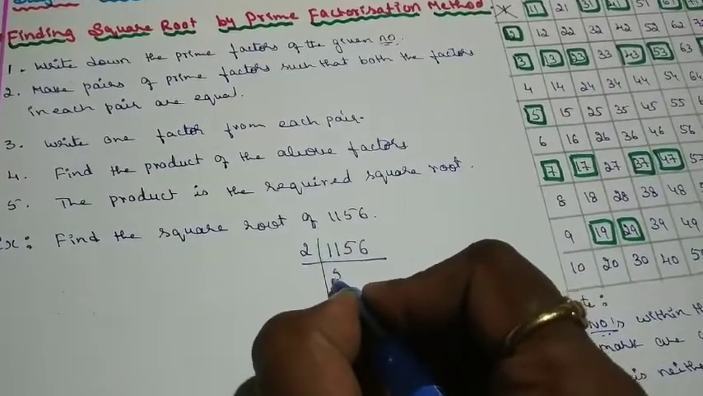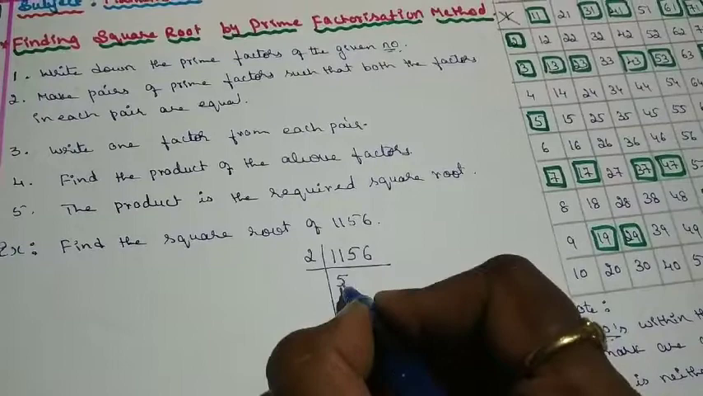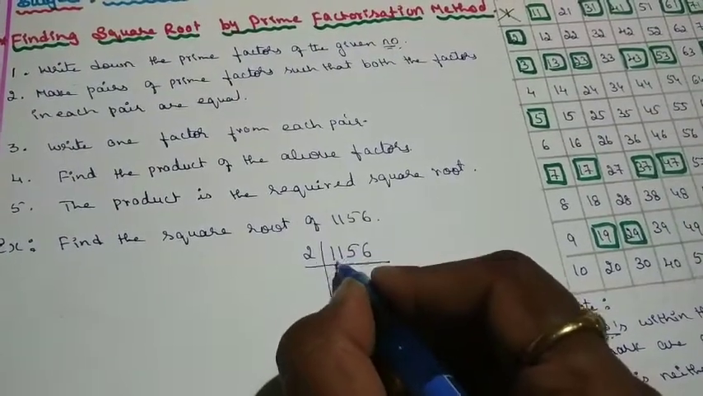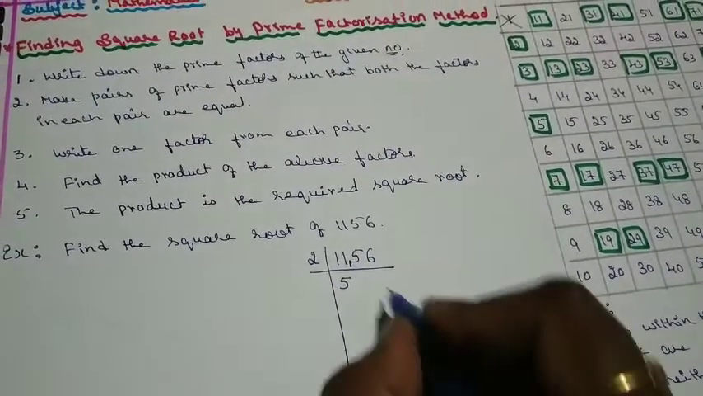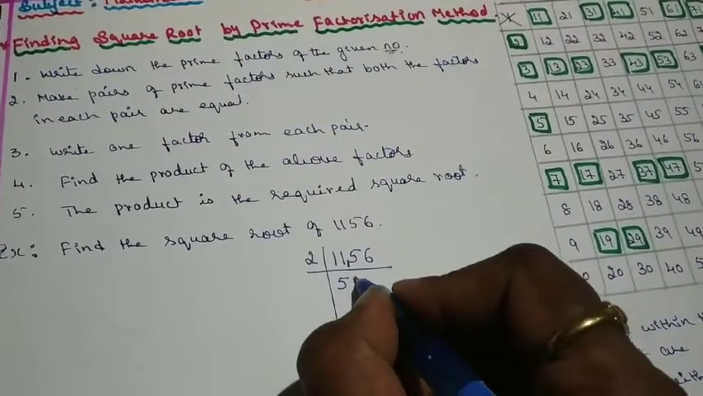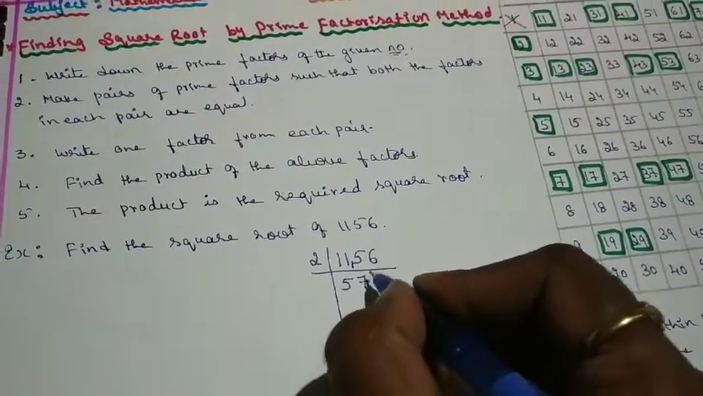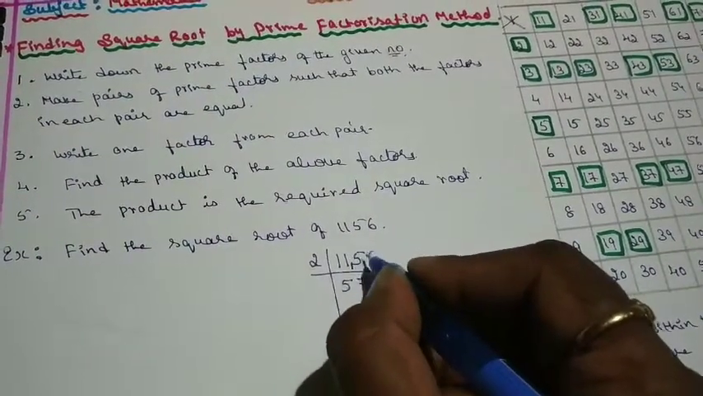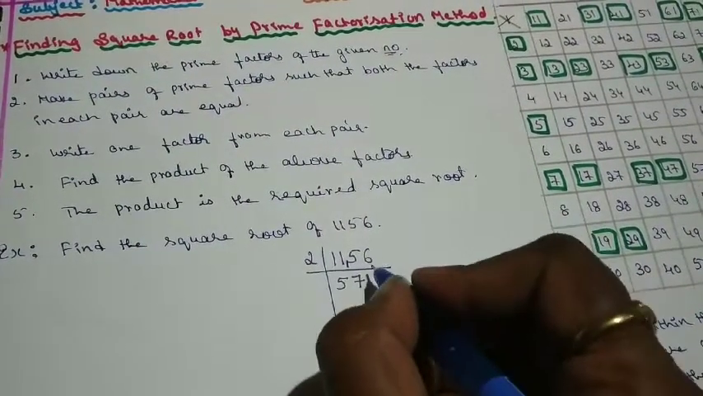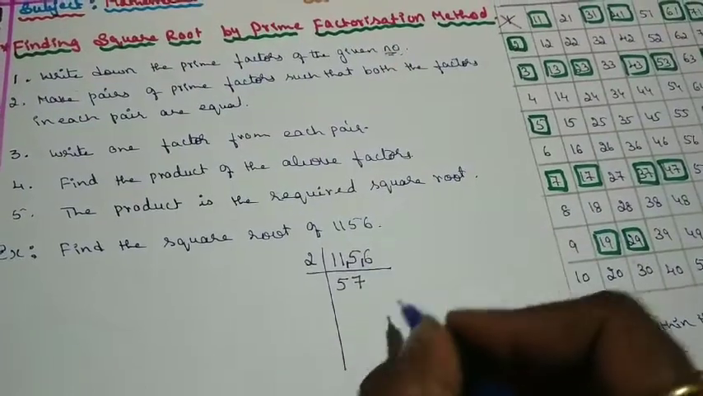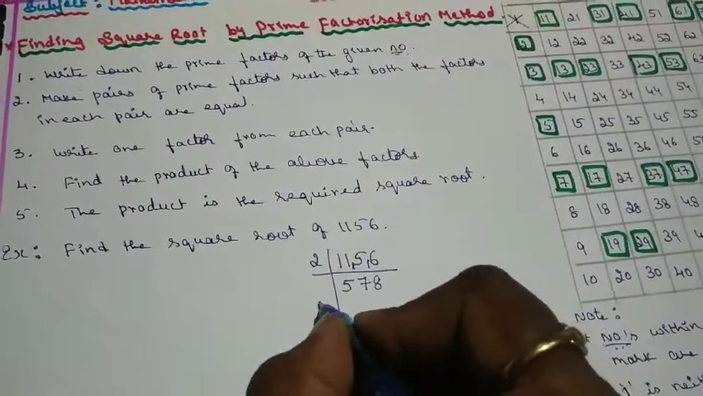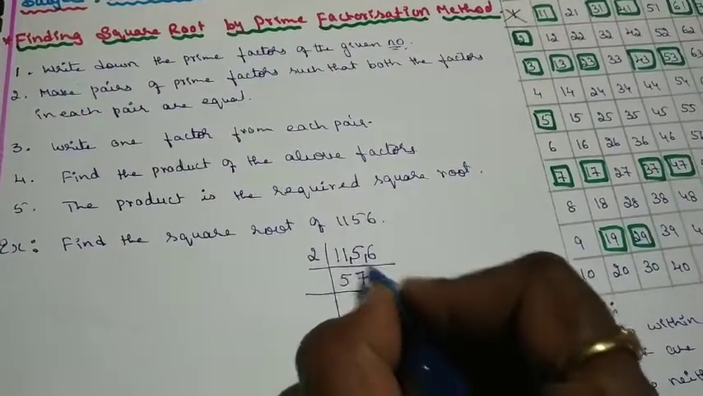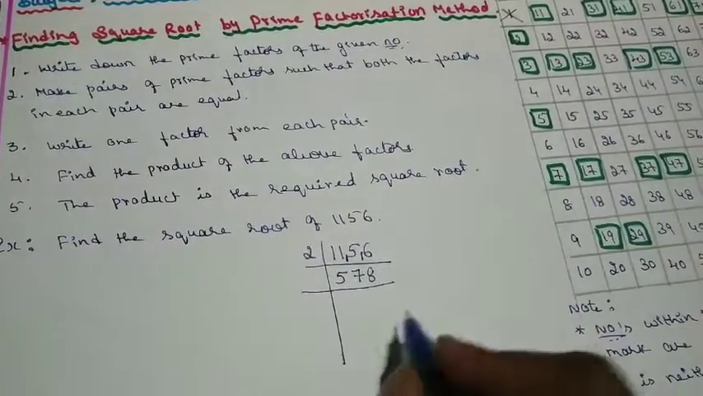2 5s are 10. Since here we are having 11, therefore 1 is remaining. We'll give it to 5. Then it becomes 15. Then 2 7s are 14. Here we have 15. 1 is remaining. Again I'll give it to 6. It becomes 16. So 2 8s are 16. So 2 is a factor of 1156, which means it comes in the 2 table.